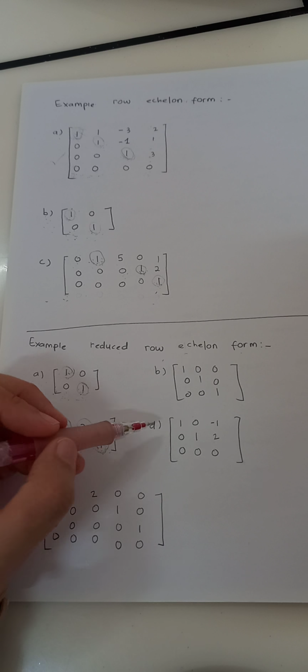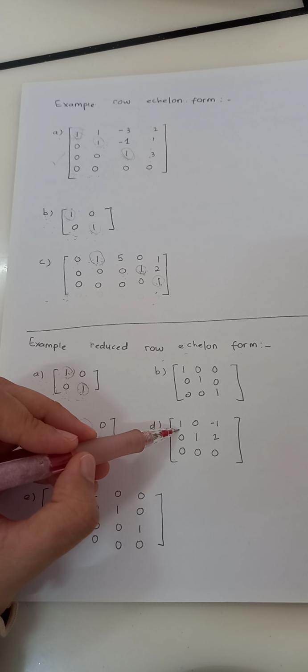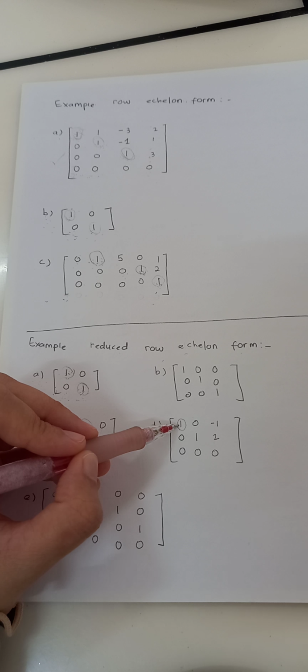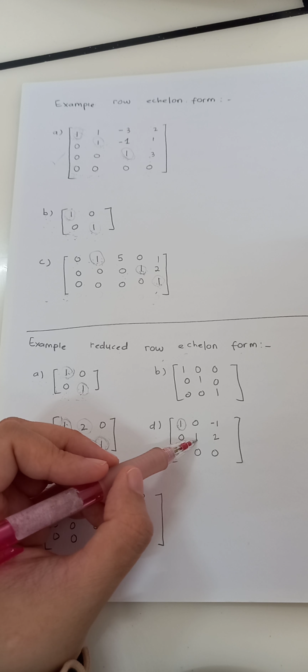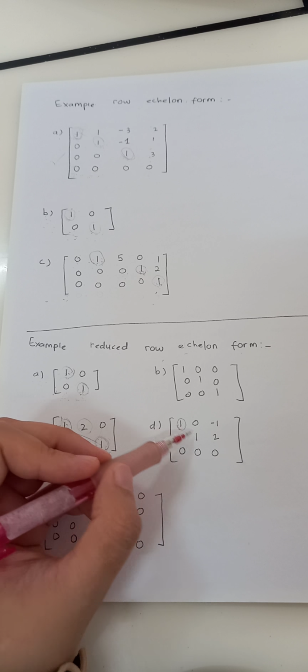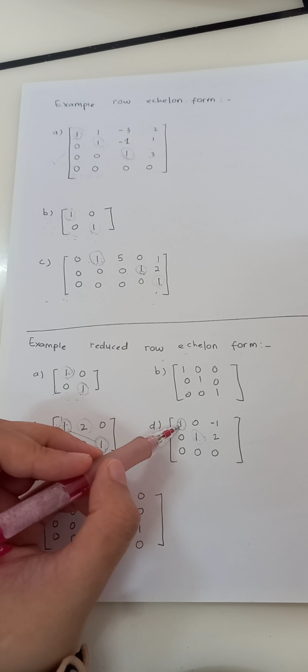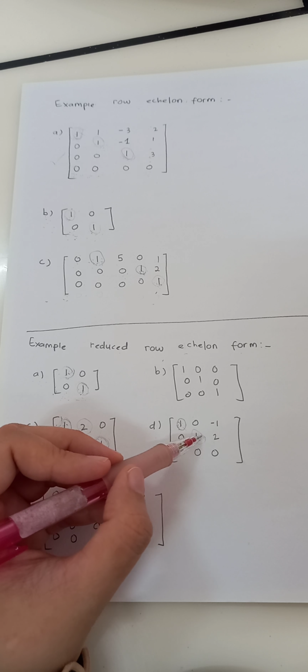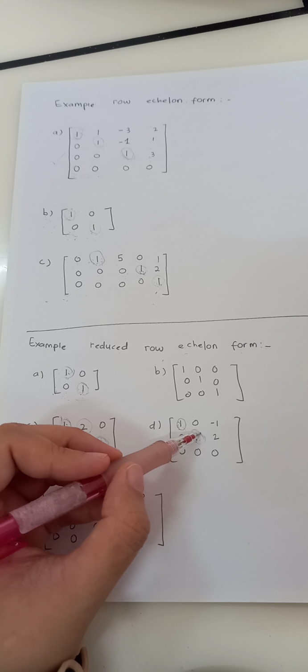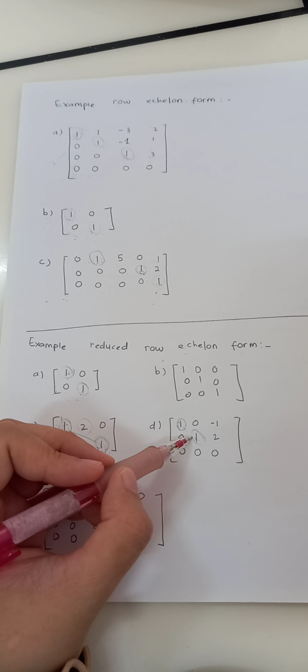Okay, so kita tengok D ni. The first leading one is here, right? At the first row, at the first non-zero entry, at the very left. So ni adalah leading one. So dia dah satisfied the second property. The next leading one must be to the right, at the next column. So kat sinilah. If ni first row, so second row mesti ada leading 1. So they satisfied the third property.